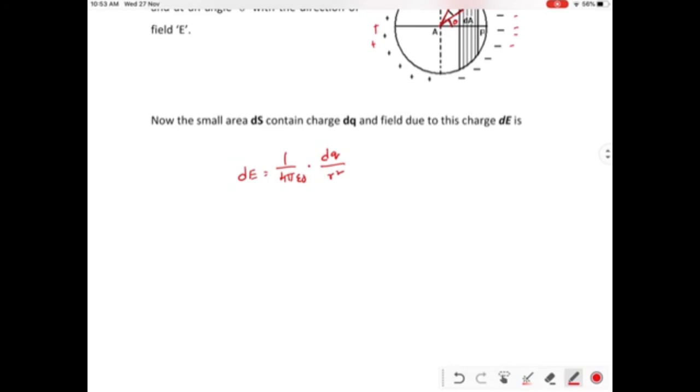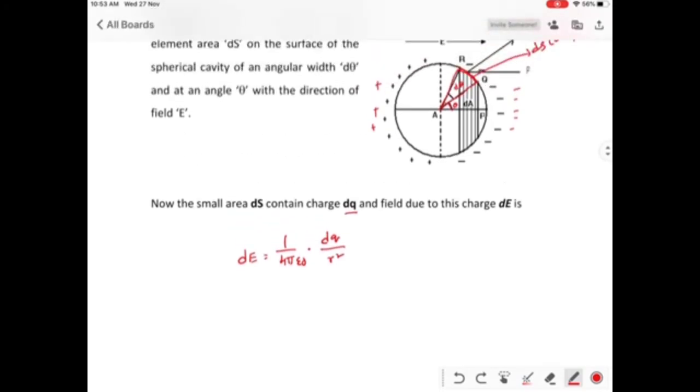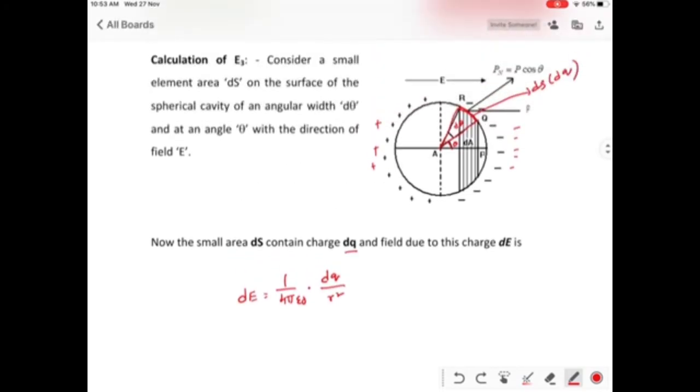Now, the electric field intensity due to a point charge dq is dE equal to 1 by 4 pi epsilon naught dq by r square. This dE is in this direction, which is making theta angle with the horizontal direction. So, now we have to resolve dE into two components. The one is dE cos theta, and another, polarization is also making theta angle with the external field direction. So, that is P cos theta.